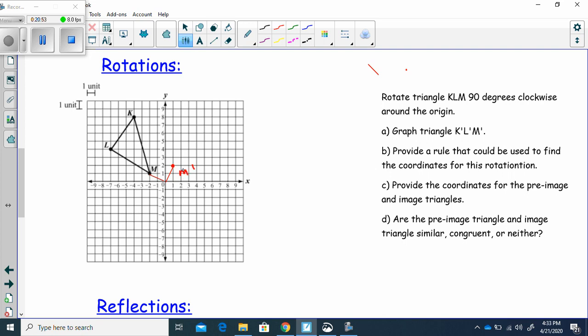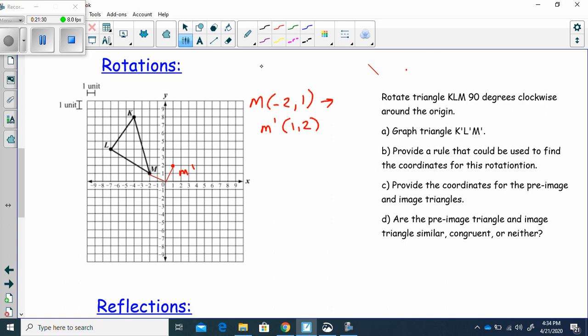Okay. Now, let's first look and see if we can find a rule here, because we need all the coordinates. M, what is M at? M is at -2, 1. Let's see what it went to. Let's see what M prime is. M prime is at 1, 2. Okay.